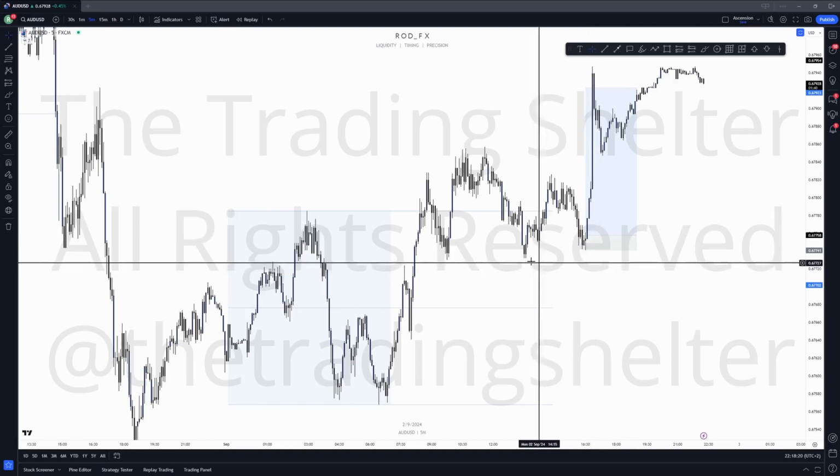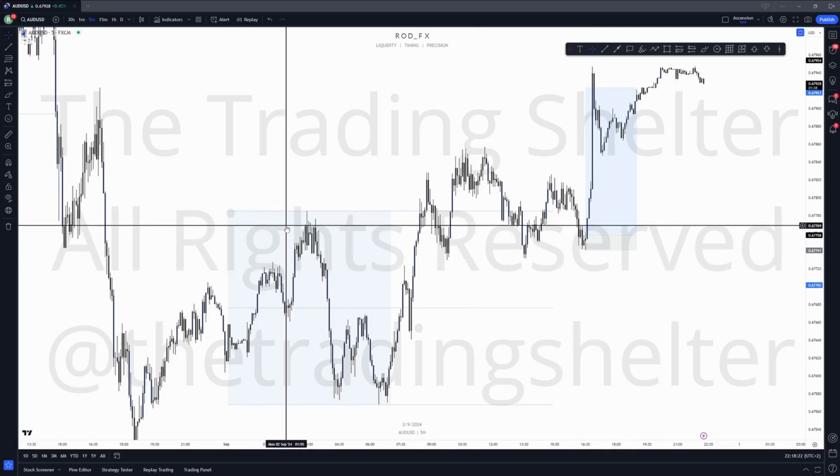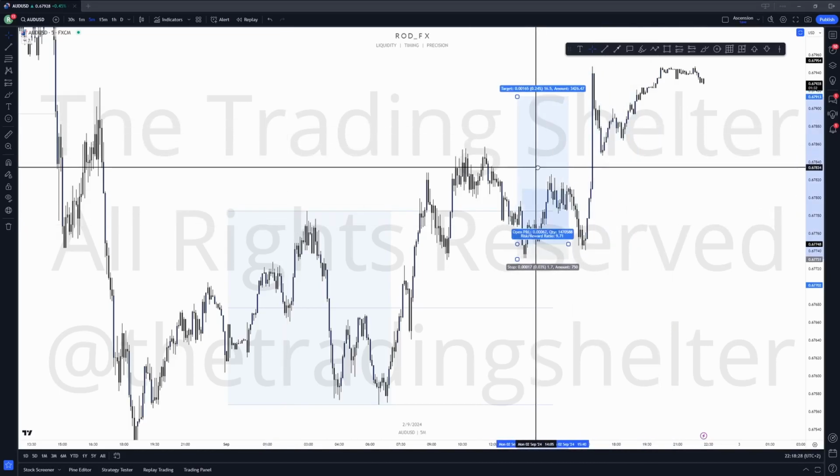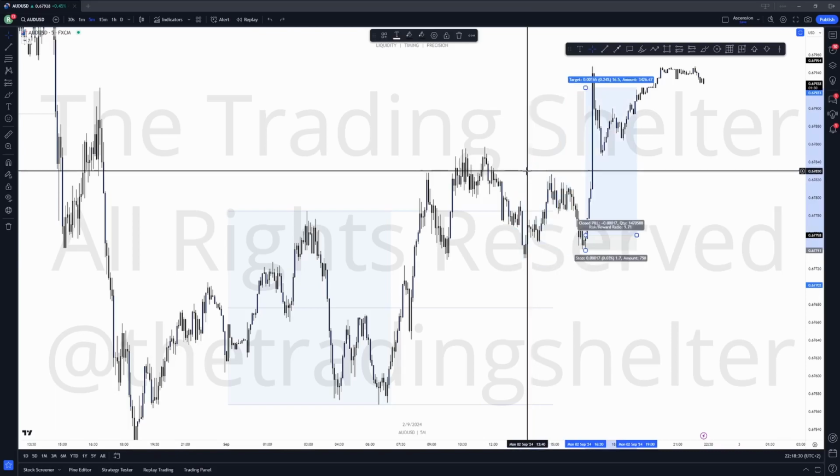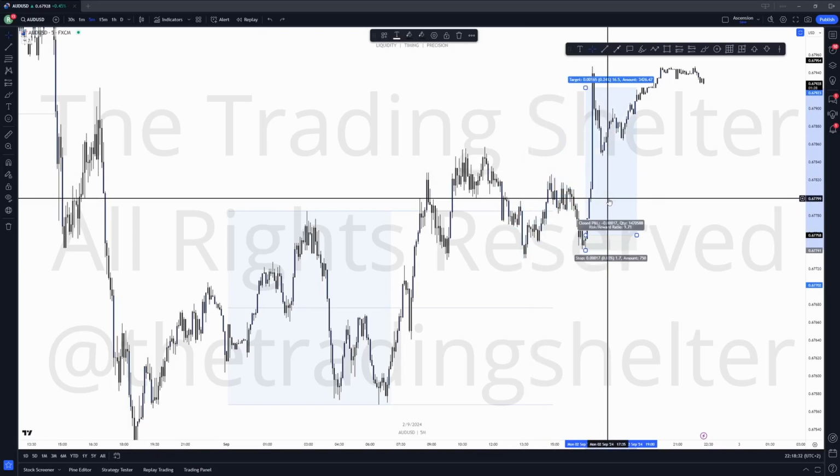All right. AUD USD, September 2nd. So this is a trade I took earlier in the day. I took a break-even trade, and we'll go over it in a few. But let's go and do a complete breakdown of the whole day.